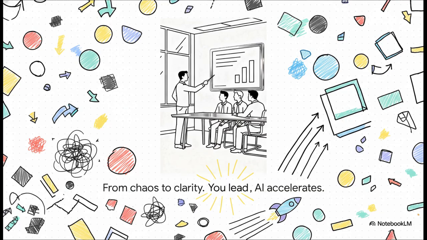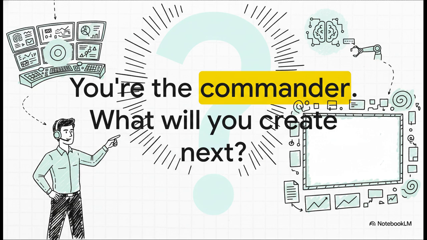Look, the goal here is not to have AI replace you, it's to have AI accelerate you. You provide the vision, the strategy, and AI just helps you get to the finish line, way faster. So the next time you're staring down one of those impossible deadlines, don't go looking for a hired gun. Step into the command center. You've got the strategy, you've got this incredibly powerful new assistant just waiting for orders. So the only real question left is, what will you create next?